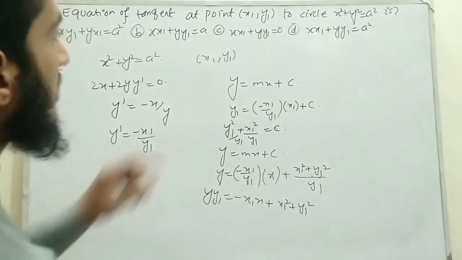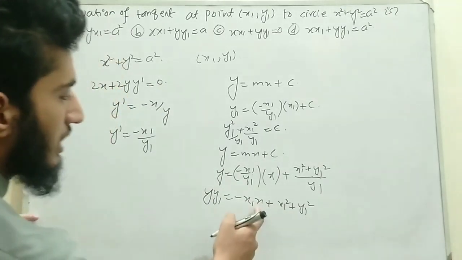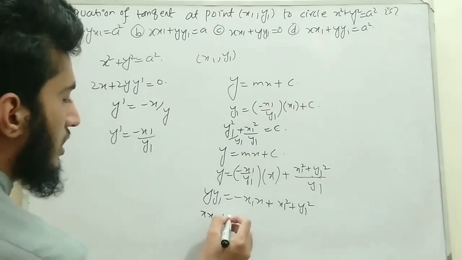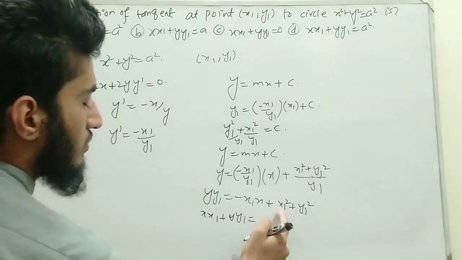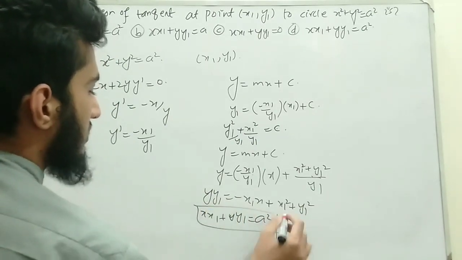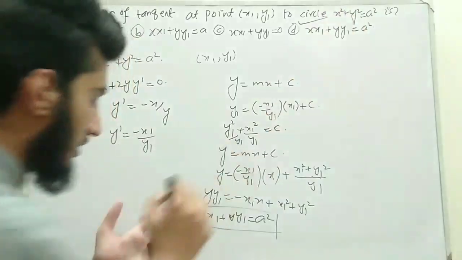x1 square plus y1 square is actually equal to a square. So put a square over here, and shifting minus x1 x to the left hand side, it becomes x1 x plus y1 y is equal to x1 square plus y1 square, which is equal to a square. So this is the required tangent equation to the circle: x1 x plus y1 y is equal to a square. So the correct option is option D.